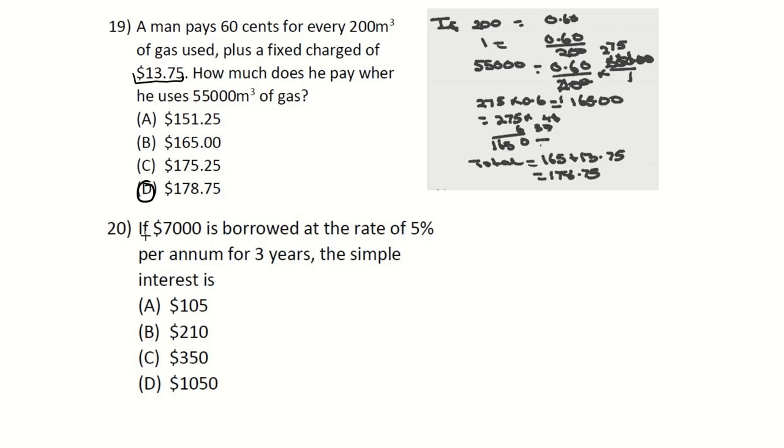Number 20: if $7,000 is borrowed at a rate of 5% for 3 years, we just now did this question. We had 350 multiplied by 3, which was D. The answer was D, right? And that is the end of January 2021. Let's look at January 2020.